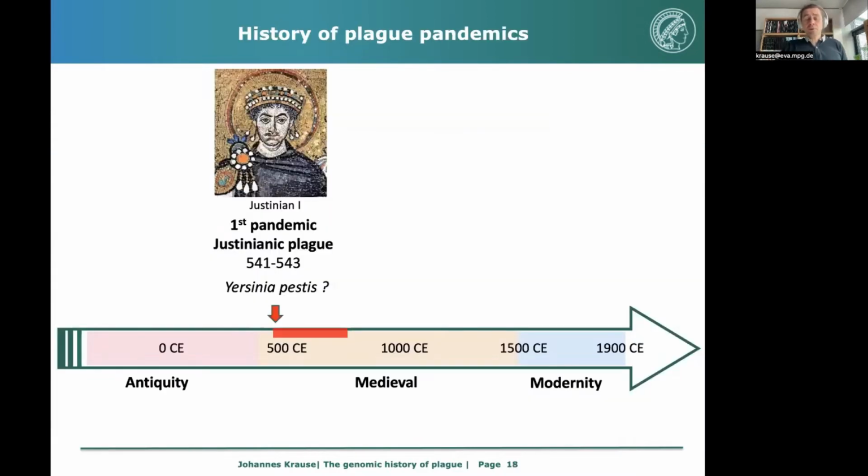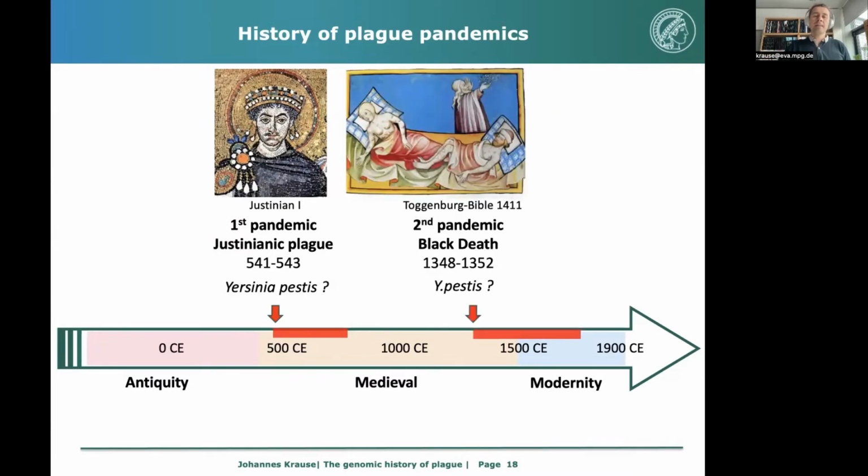Historically, there have been three pandemics that we think were caused by Yersinia pestis. In fact, we don't know for certain that Yersinia pestis was present during that time period. First of all, there was the Justinianic plague, the first plague pandemic that started in the 6th century and lasted for about 250 years until it disappeared. Then there's a second plague pandemic that started with the Black Death, something I will talk more about today, and then lasted until the 18th century in Europe. Then it disappeared again, mysteriously. We don't know quite why, but it did.